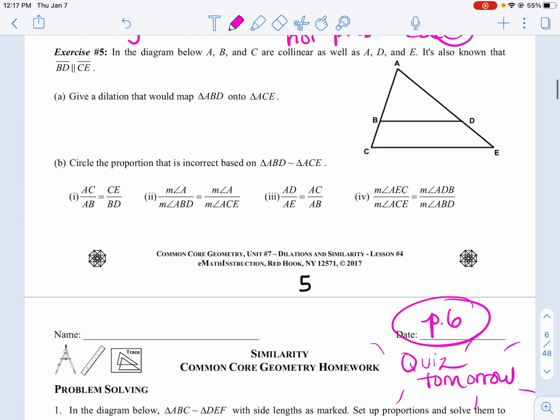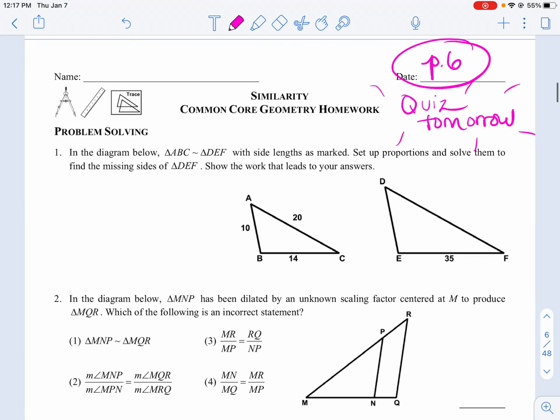Okay, so then I'm going to have you guys zoom down to page 6. So if you could flip over. And I don't want to do all of these, but just a few that, wink wink, might be like what you see on the quiz.